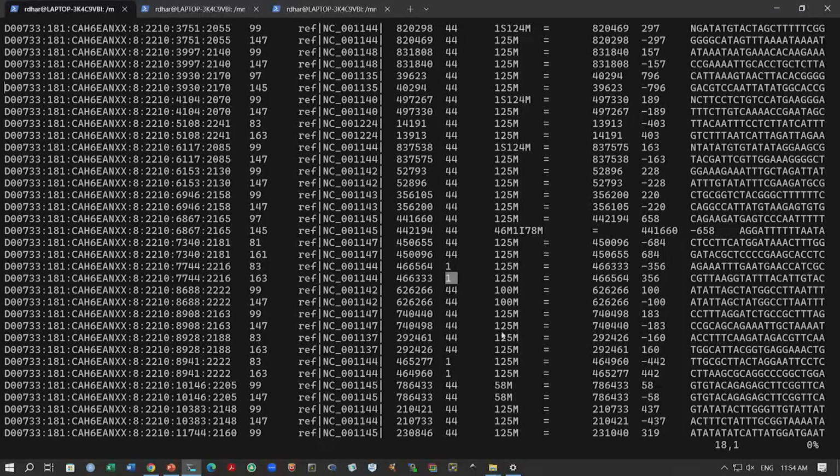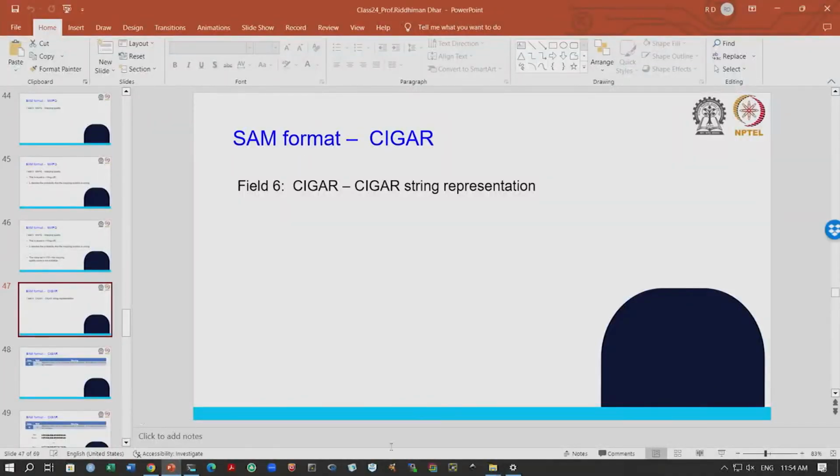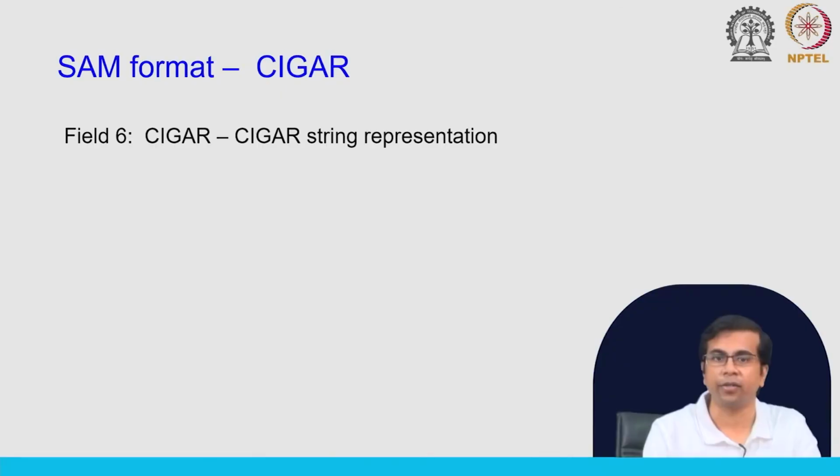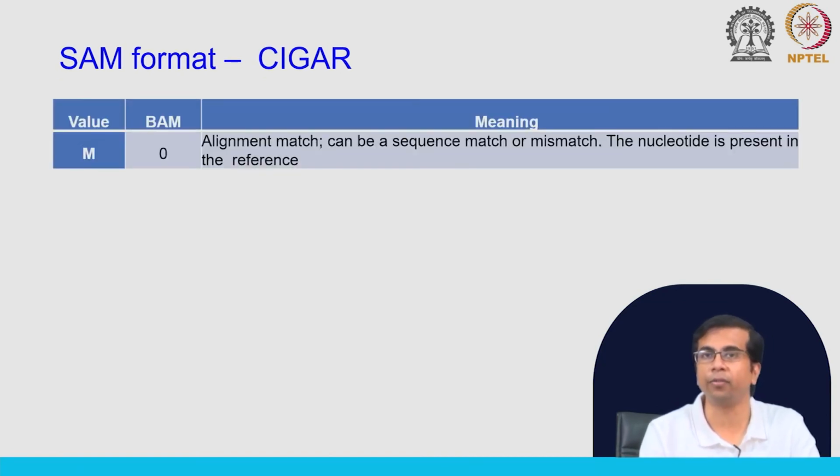The next field is the CIGAR string. We will now try to interpret what this actually means. This is a combination of numbers and letters, and we will see how you interpret these results. So, let us go back to the presentation and see what this CIGAR string actually means. A CIGAR string consists of some numbers and some letters. In a SAM file these operations will be denoted by letters, while in a BAM file they are represented by numbers.